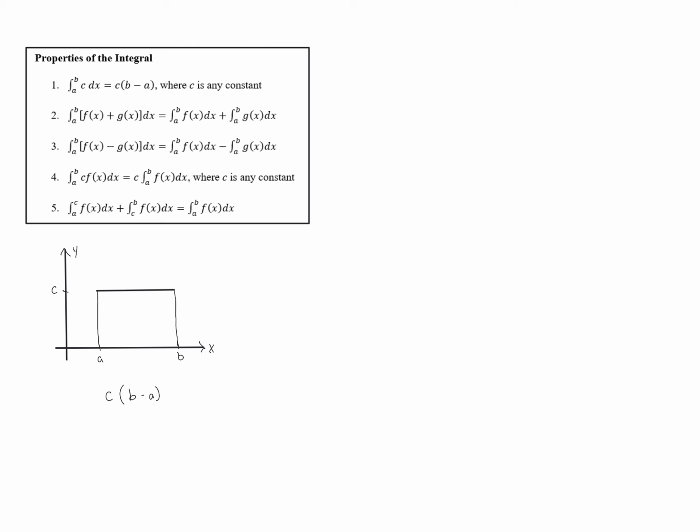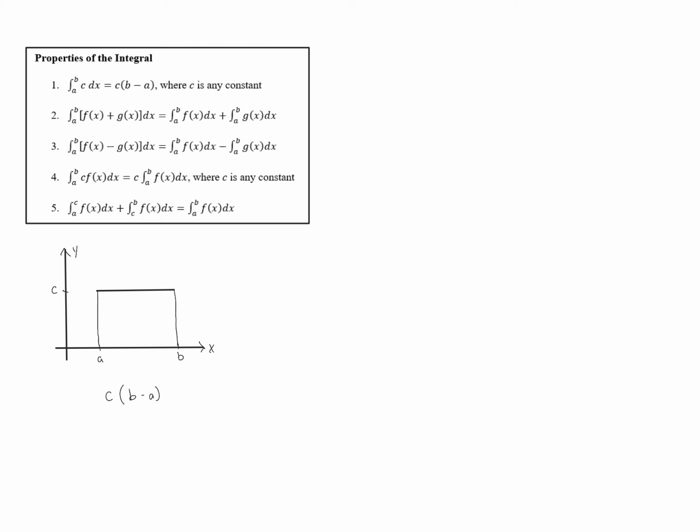All right, let's take a look at numbers 2 and 3. They're very similar. Number 2 says that if we are integrating the sum of two functions, we can split that up and write it as the sum of the two integrals of those two functions. Basically, we can integrate these two functions separately and add the results together. And the same is true if it's a difference of two functions. You can integrate those functions separately and then take the difference of those integrals.